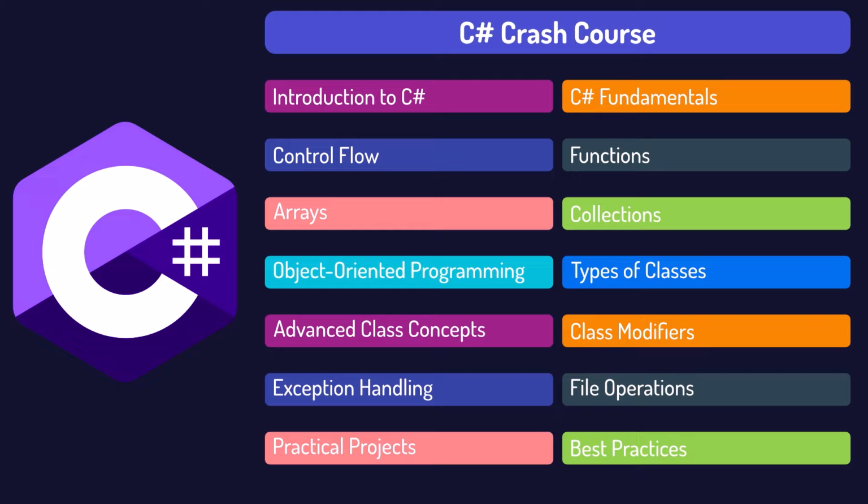Next, we learned about object-oriented programming. You learned how to create and use classes, encapsulate data with properties, and apply key OOP principles like inheritance, polymorphism, and abstraction. We explored different types of classes, like static, abstract, and sealed classes, and discussed where and when to use each one. Then, we learned about exception handling, where you learned how to manage errors gracefully with try-catch blocks and even create custom exceptions. In the section on file operations, you discovered how to read from and write to files, manage directories, and use file streams for efficient data handling.